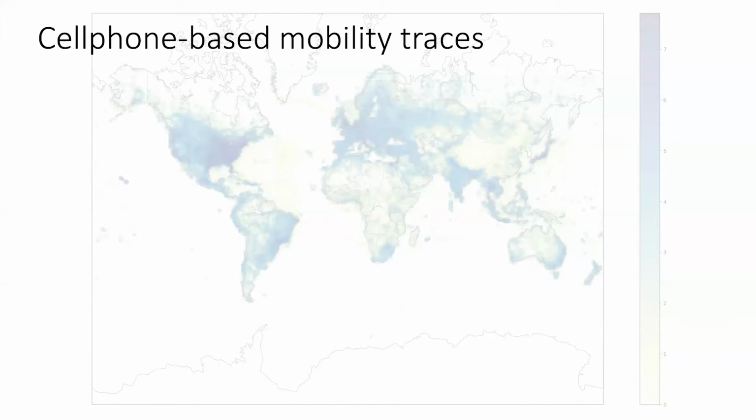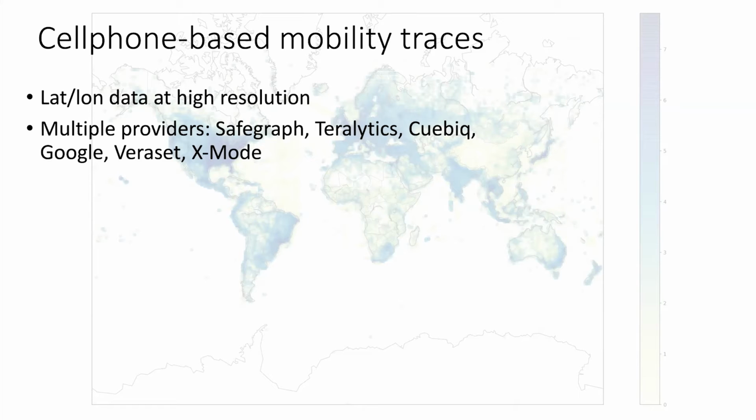So the kind of mobility data we're looking at is cell phone-based mobility traces. I would say that, for computational epidemiology, this has been the big new development with this epidemic, that these kinds of mobility data are becoming available and are starting to be used in epidemic modeling. So what are these data? They are pings from people's cell phones. So they give you a latitude and longitude with some kind of error around it, like maybe a 20-meter resolution. And there are multiple providers who are generating these kinds of data. So here are some of them.